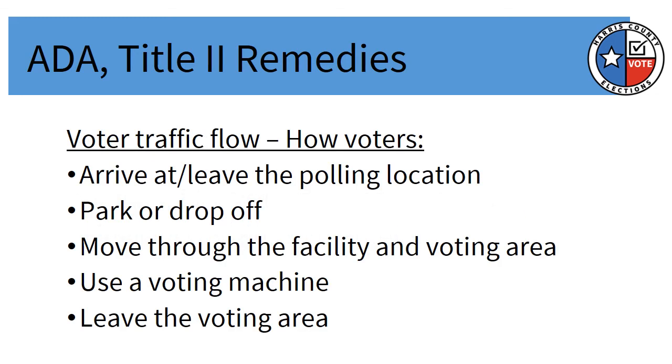Understanding how all voters arrive at the vote center, park or drop people off, move through the facility and the voting area, cast a ballot, and then reverse that process will help identify physical barriers that should be remediated. The route from the entryway to the qualifying tables to the accessible voting machine and back out again must be completely free of impediments.